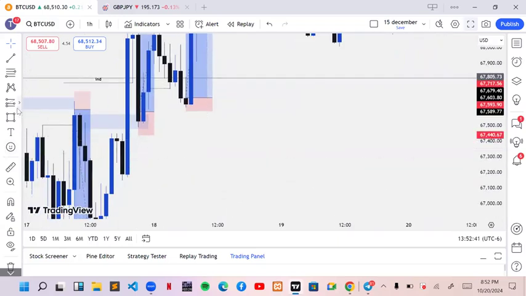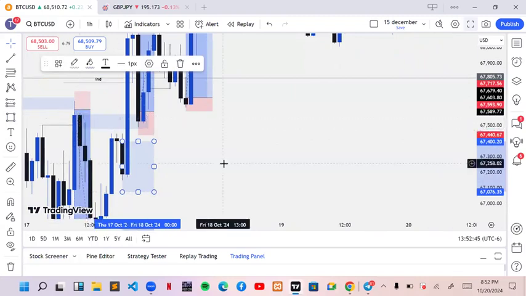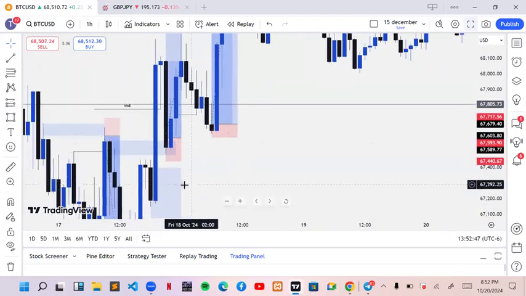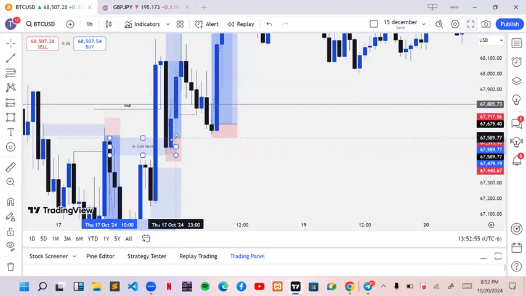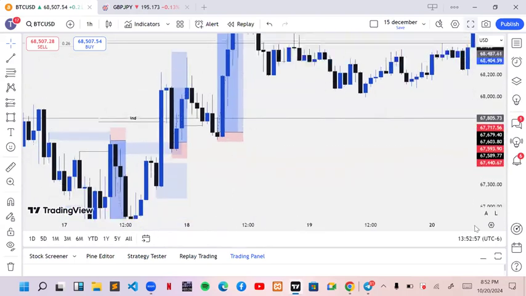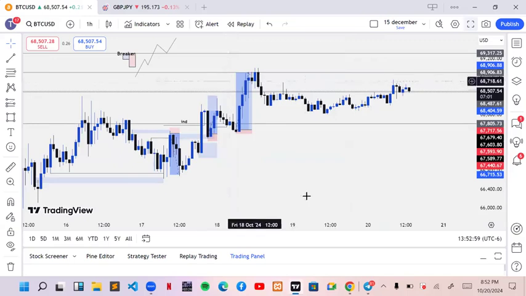There's another block down here, but at the same time there's a breaker block up here. The reason I did not pick the other block as my entry was because this breaker block is closest to this inducement that the market made right here. That was why I took this trade from this breaker block, and then as you can see, TP.